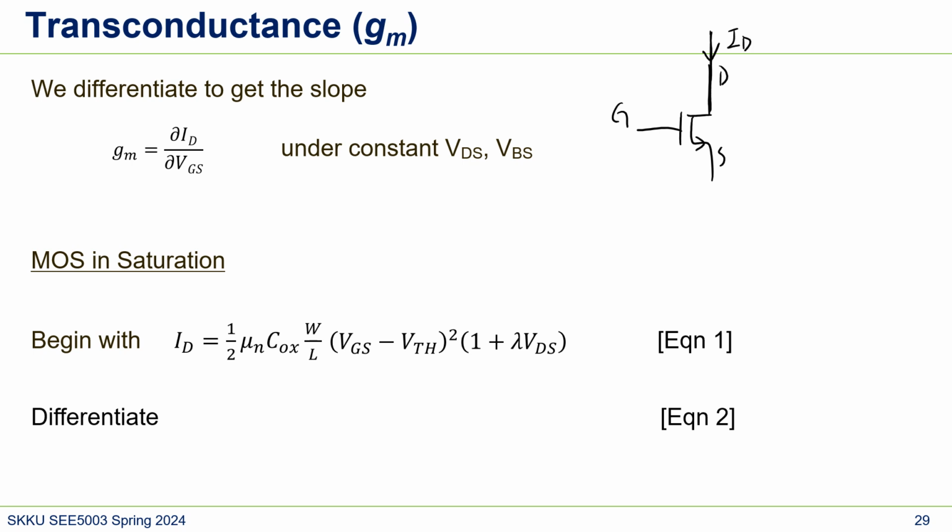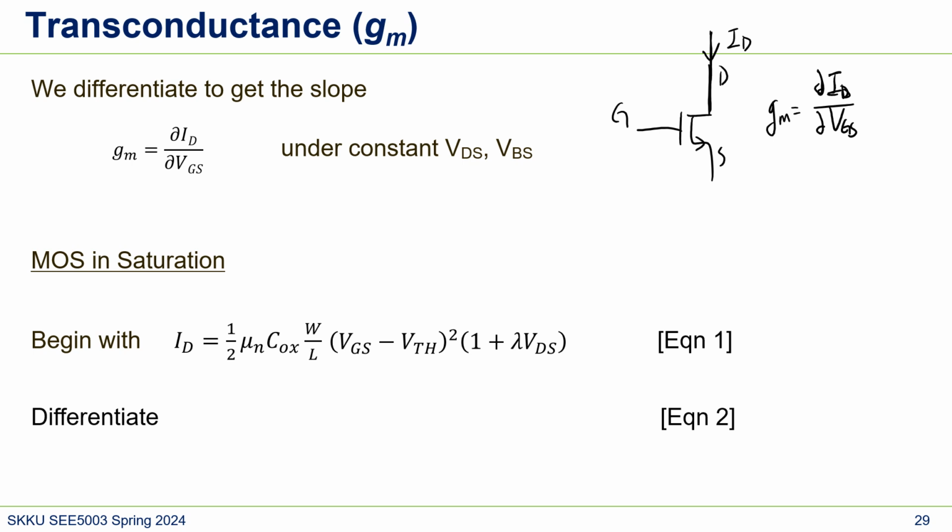So what is GM? GM means differentiation, right? Differentiate ID over VGS. It means how much of the current ID changes as VGS changes.